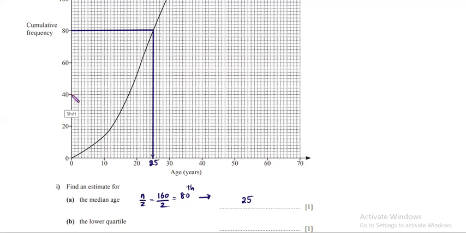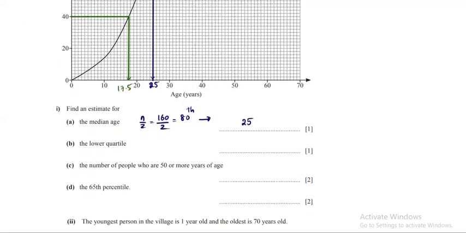So I need to draw a line at 40 until I meet the curve. And at that point, I need to find the value. So this value here is 17.5, which means the lower quartile will be 17.5.